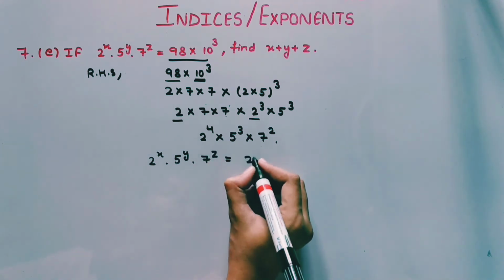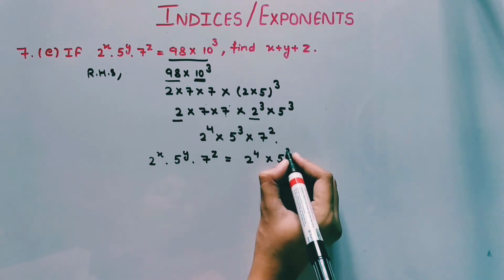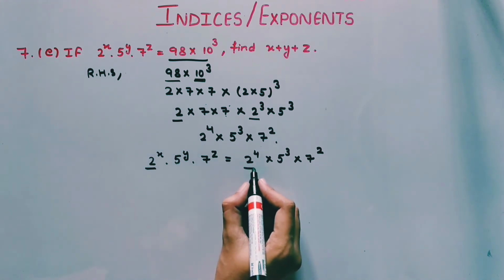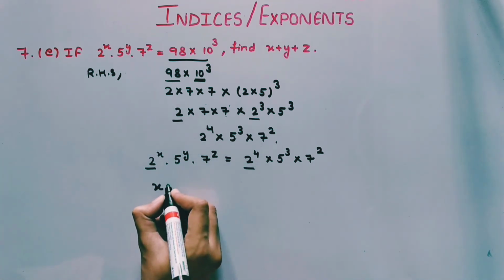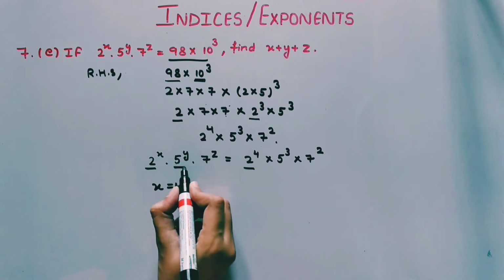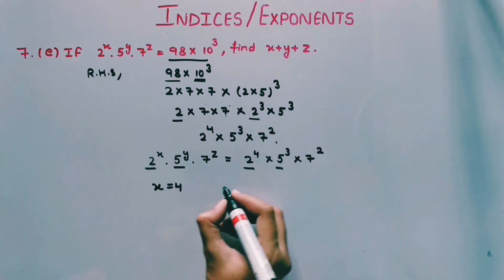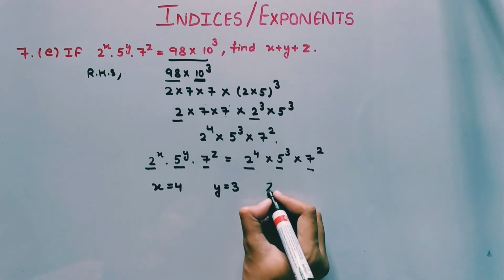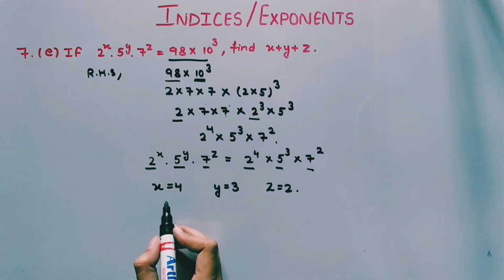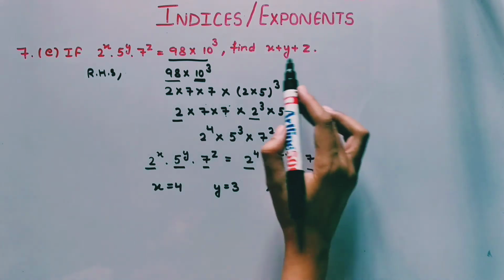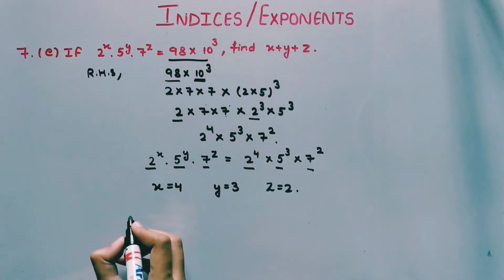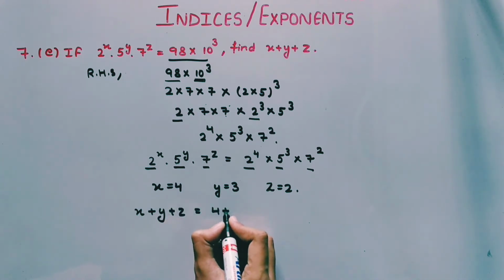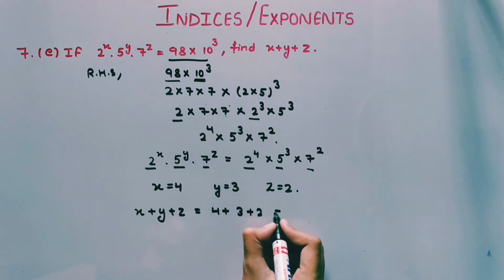2^x 5^y 7^z is equal to 2^4, 5^3 into 7^2. Now we have similar base 2, hence the power of x will be 4. Similarly, we have the same base 5, hence the power of y will be 3. Similarly, we have 7, hence the power of z will be 2. Now we have the values of x, y and z. What we need to find is x + y + z. Hence x + y + z will be equal to 4 + 3 + 2, and that is equal to 9.